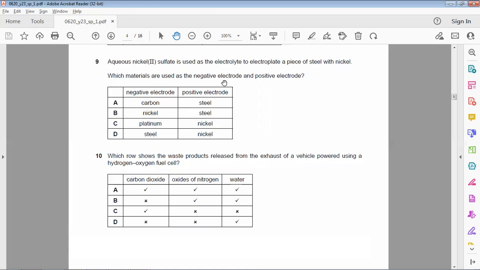Well, we have studied that whatever material you want to do the coating on, you will always make it the cathode, so that the ions can go and get deposited, reduced, on the cathode. You know that at the anode oxidation takes place, and at the cathode reduction takes place. So always on the negative electrode you put the material that needs to be plated, which in this case is steel. And on the positive electrode you put the coating material, in this case nickel. So the answer will be D.